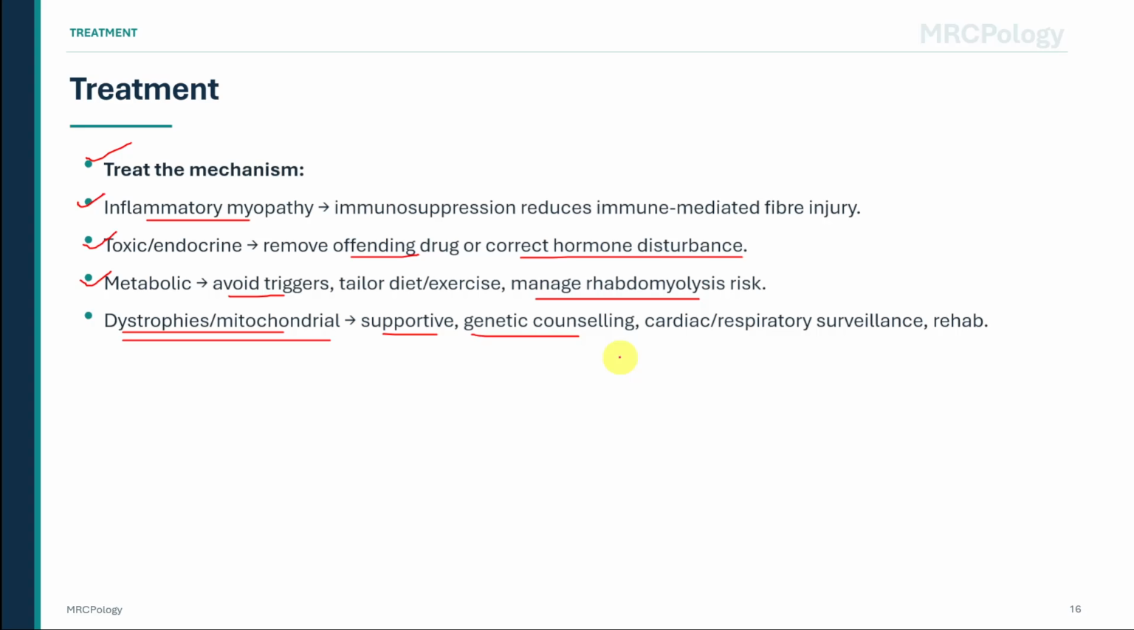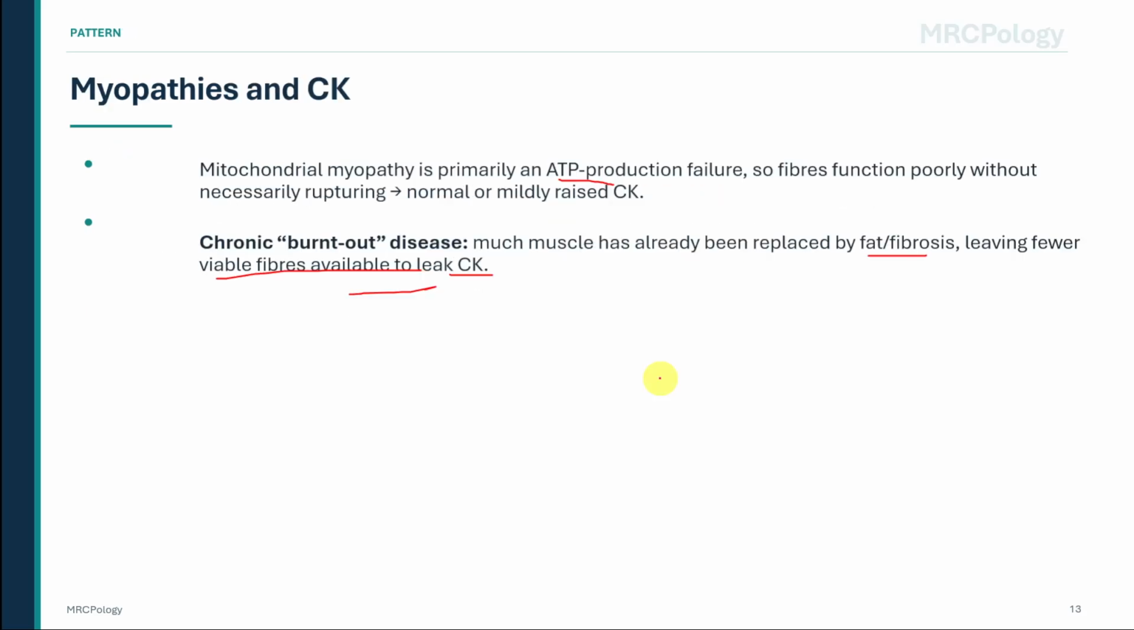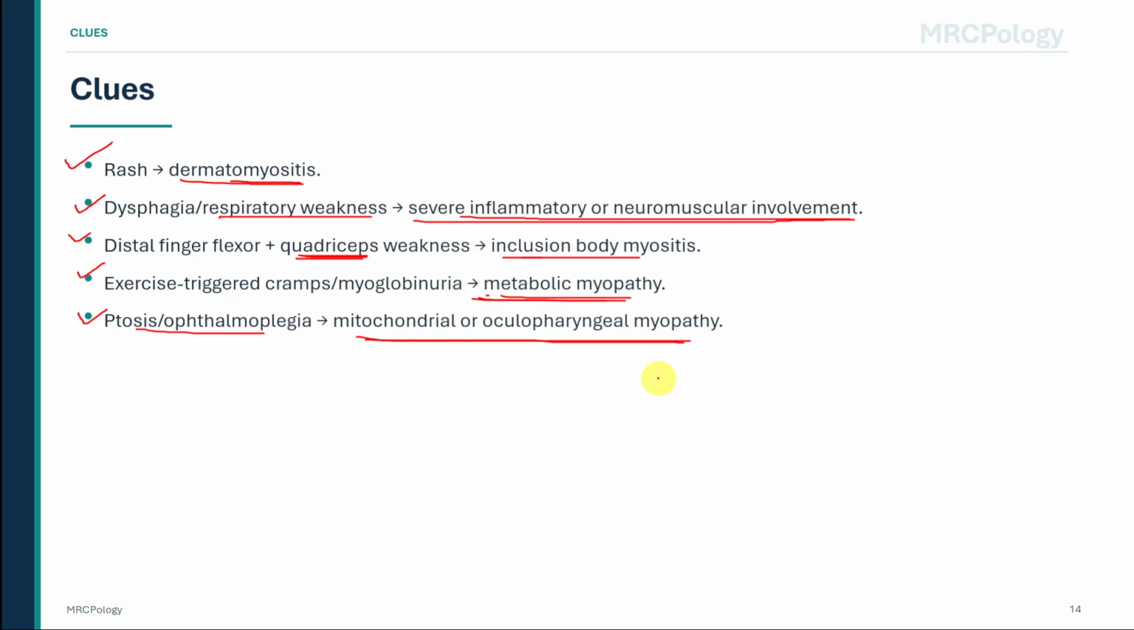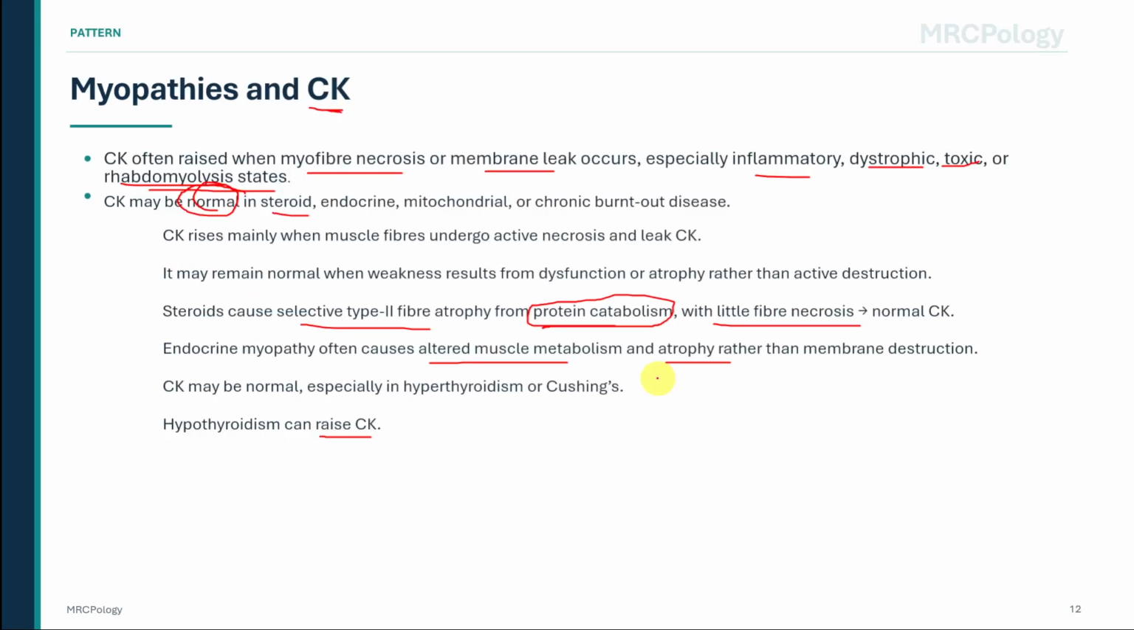Proximal weakness suggests the usual pattern. A rash suggests dermatomyositis. Finger flexor and quadriceps weakness suggests inclusion body myositis. Exercise-triggered symptoms suggest metabolic disease. Ptosis with multisystem features suggests mitochondrial disease. A normal CK does not exclude myopathy because dysfunction and atrophy can cause weakness without active muscle fiber destruction.